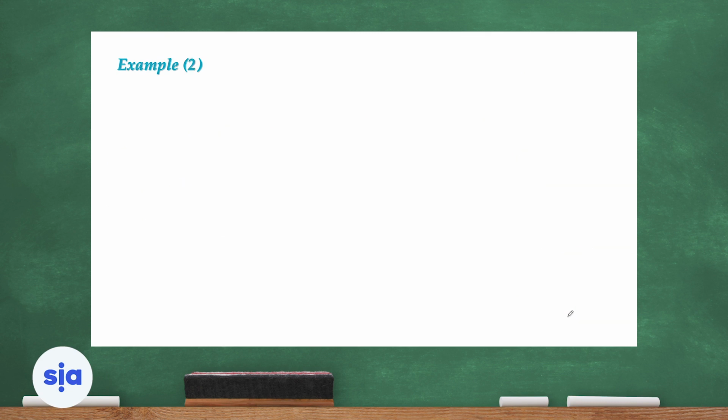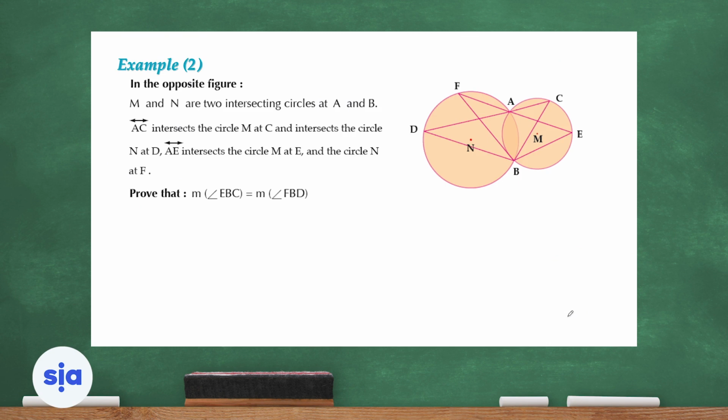Let's go to example number 2. In the opposite figure, M and N are two intersecting circles at points A and B, where AC intersects circle M at C and intersects circle N at D. AE intersects circle M at E and intersects circle N at F. How can we prove that the measure of angle EBC is equal to the measure of angle FBD?